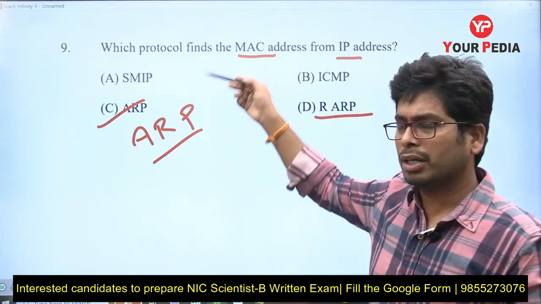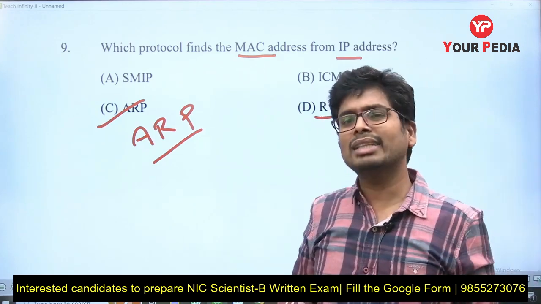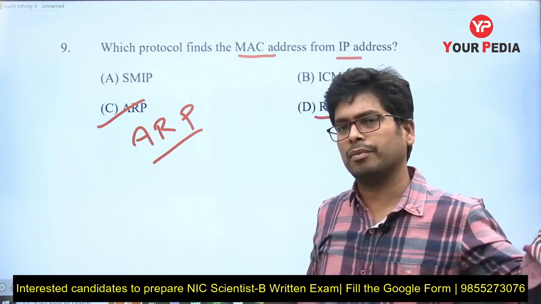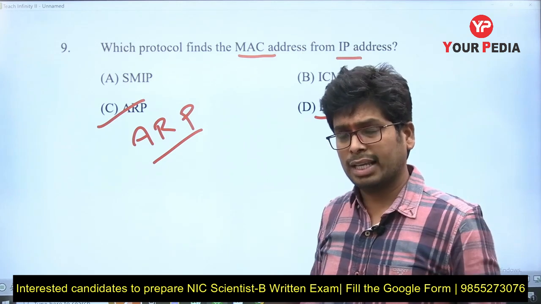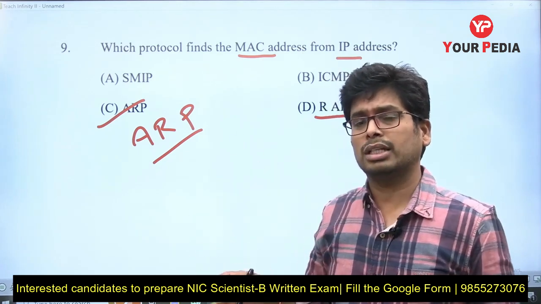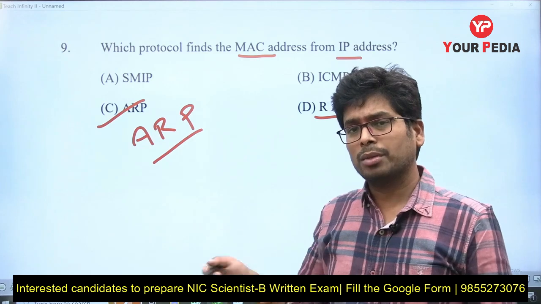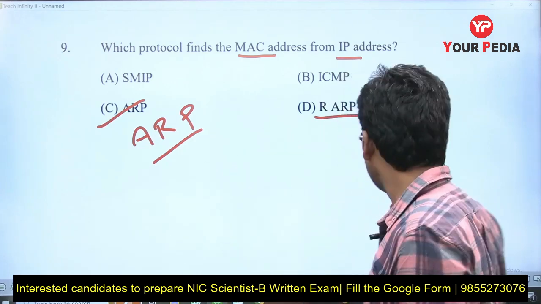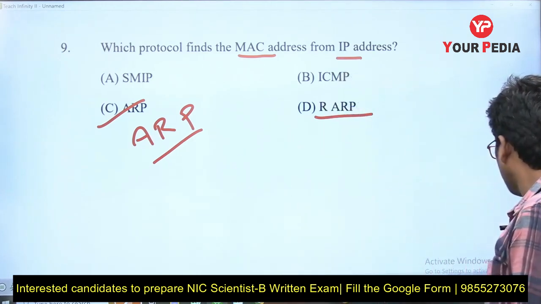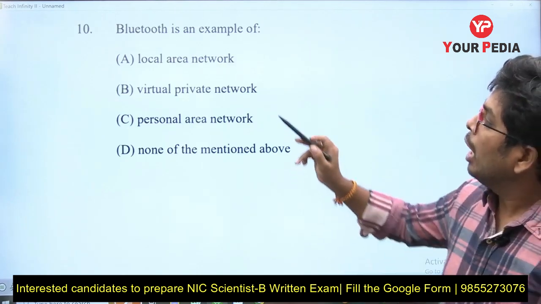SMTP and ICMP are different. ICMP is used to find error messages whenever data is transferred from one system to another. If there is any error, then ICMP will identify that error and give the error message to the system. So ICMP is not the right answer. Let us go for the next question.